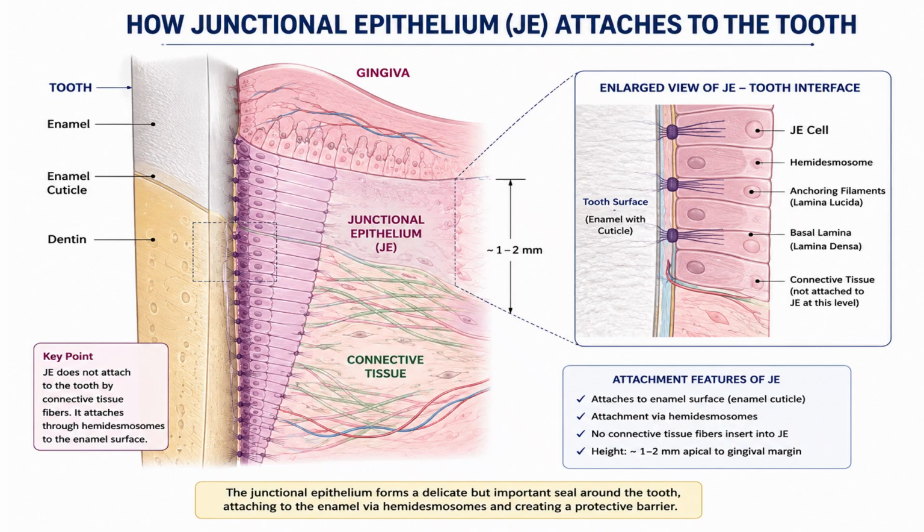So now let's understand how the junctional epithelium attaches to the tooth surface. So we have enamel and dentine. The enamel cuticle is found on the enamel, to which the junctional epithelium attaches with the help of hemidesmosomes. At this level, there is no connective tissue fiber insertion into the junctional epithelium.